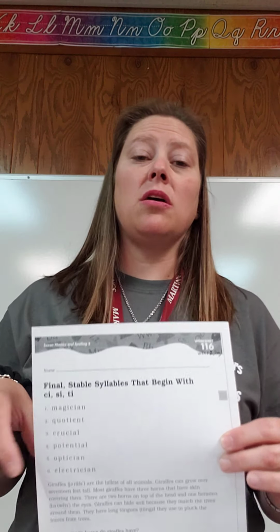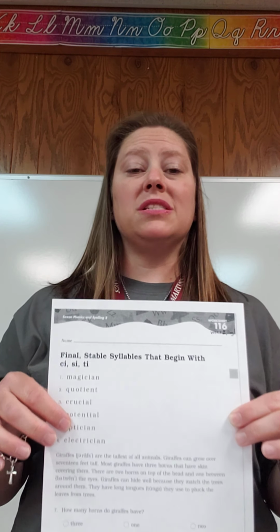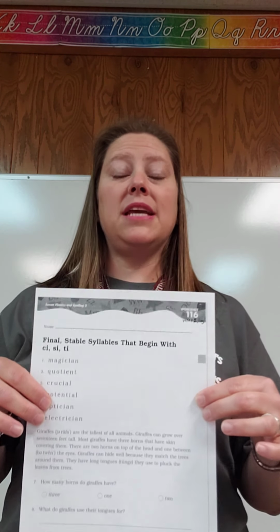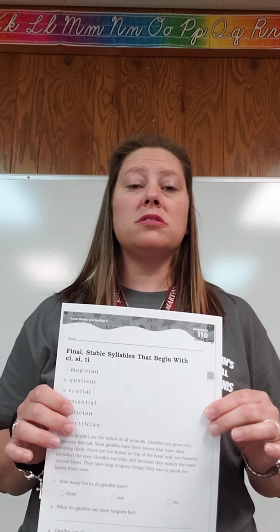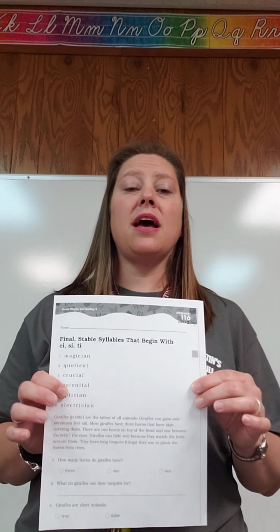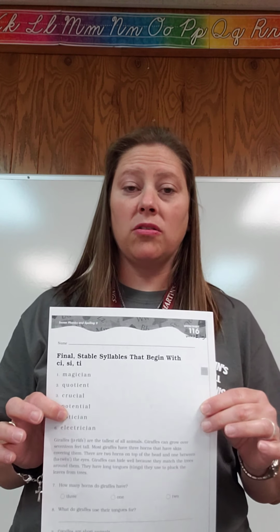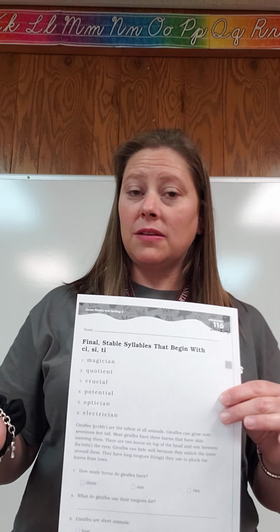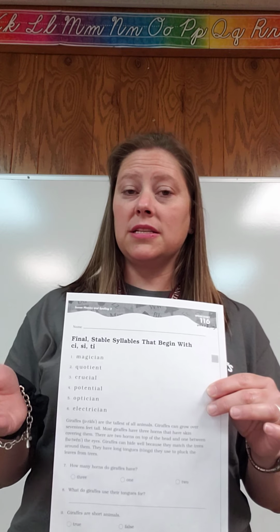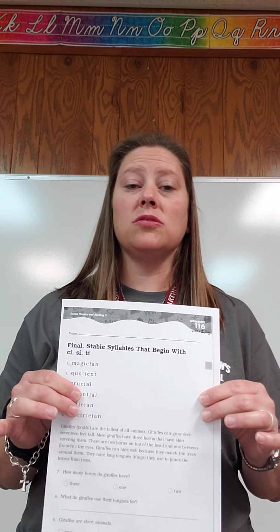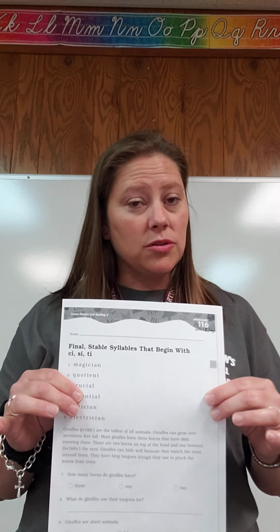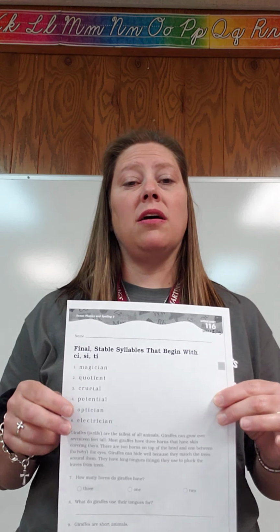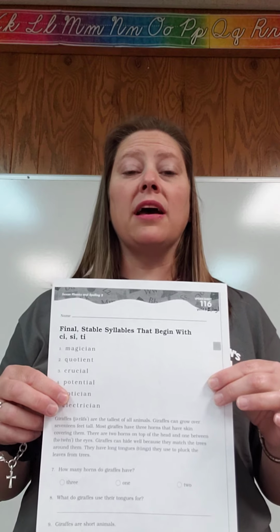Now, last week we talked about final stable syllables CIOUS and TIOUS. And when we talked about that, we discussed the fact that the CI and the TI have a specific sound that they make in those words. Can you remember what that sound is? If you want to pause the video for just a second and see if you can remember that sound, that's great. That's correct. Shh is the sound that the CI and the TI make in the final stable syllable CIOUS and TIOUS.